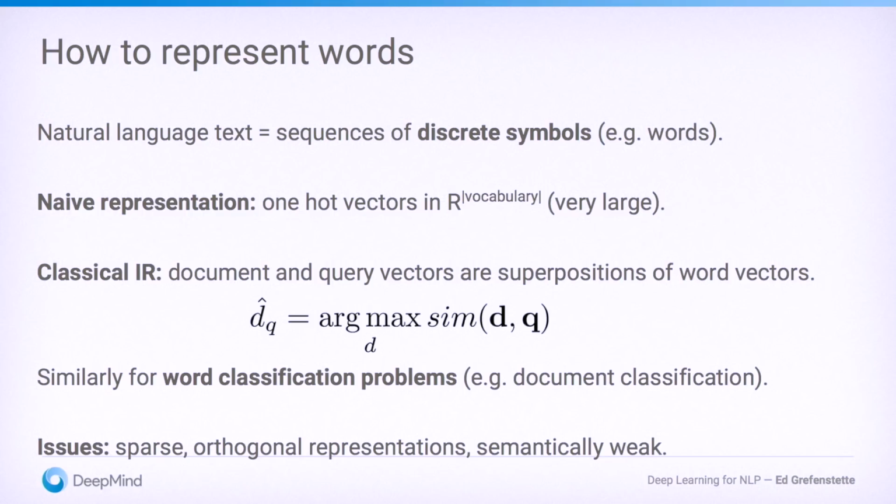So classical information retrieval, which over the years evolved into technologies like Google's, used this representation to do document retrieval. In classical information retrieval, the document and the query vectors are just going to be superpositions of word vectors. So to produce a representation for each web page, you simply sum all the vectors of all the words in the web page, and that gives you a single vector, the size of the vocabulary, with trivially the counts of each word that occurs in the document.